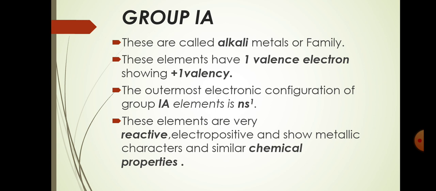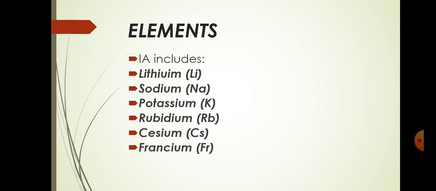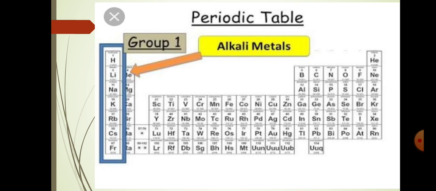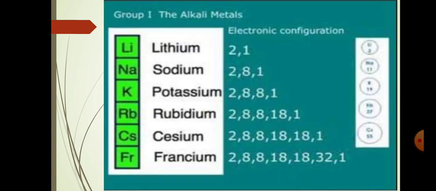They are very reactive. Electropositive means they easily lose their electron and form a cation and show the metallic characters and similar chemical properties. All the elements present in group 1A have the same valence electron, so that's why they have similar chemical properties. The elements include lithium, sodium, potassium, rubidium, cesium, francium. These are group 1A in the periodic table, named the alkali metals.